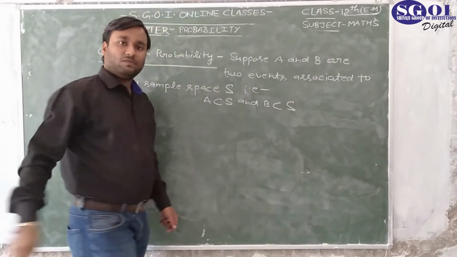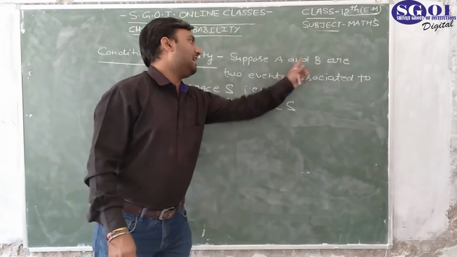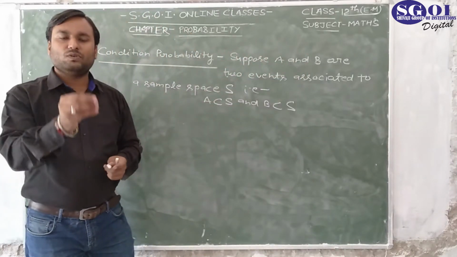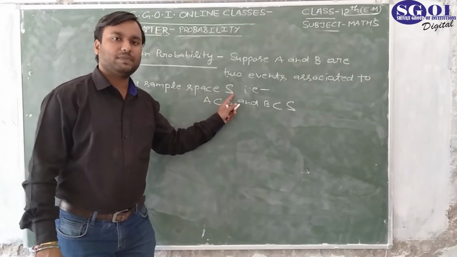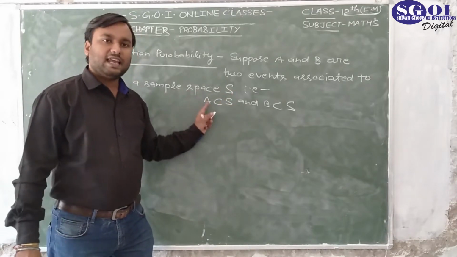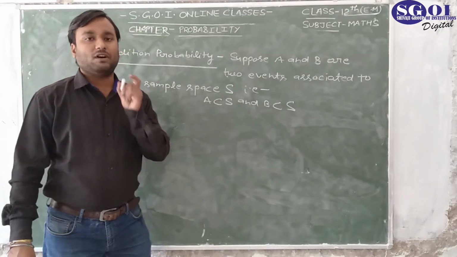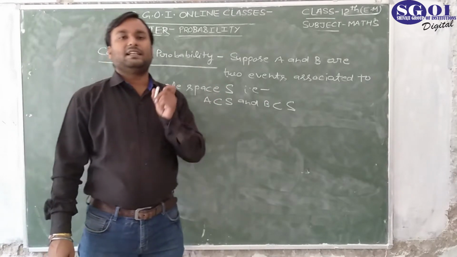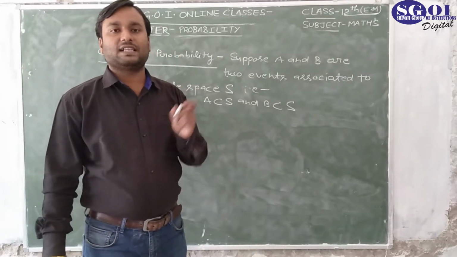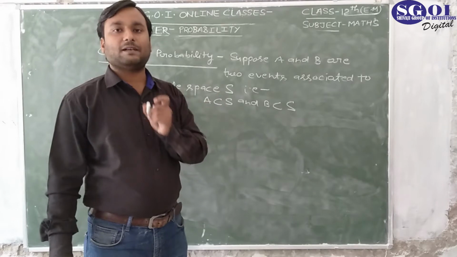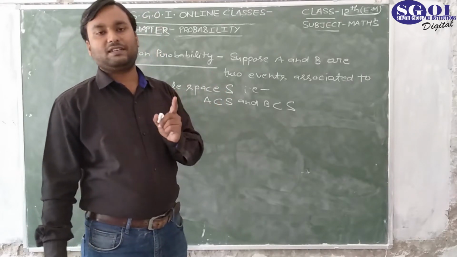So once again I will repeat this definition. Suppose capital A and capital B are two events which are associated to a sample space S, that is, A and B events are the subsets of sample space. What is the definition of event? The definition of event is the subset of sample space. You know it very well.